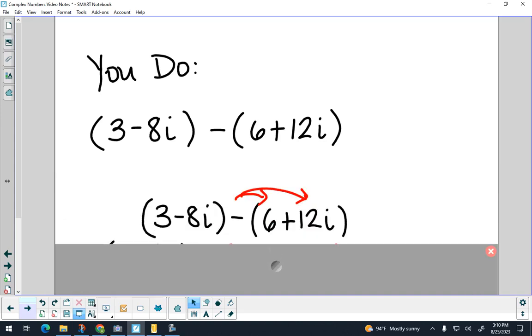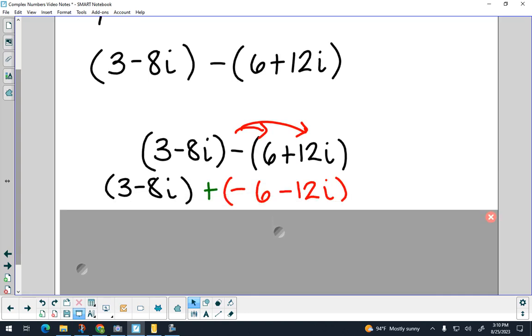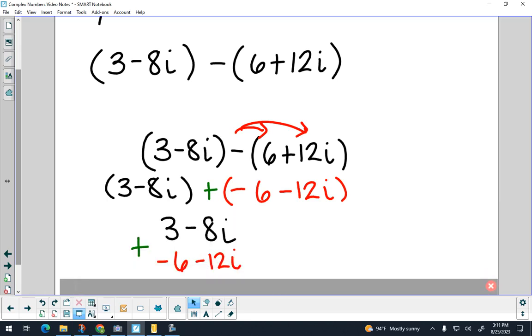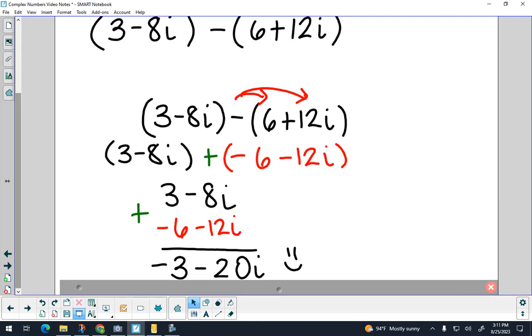Okay, so hopefully you pause the video. The first step, again, remember, is to distribute that negative sign and change the signs. So it's going to be negative 6 and negative 12. And all subtracting problems become addition problems. Let's combine our like terms by lining everybody up. And positive 3 plus a negative 6 is negative 3. And negative 8 plus a negative 12 is negative 20. That will be my final answer.